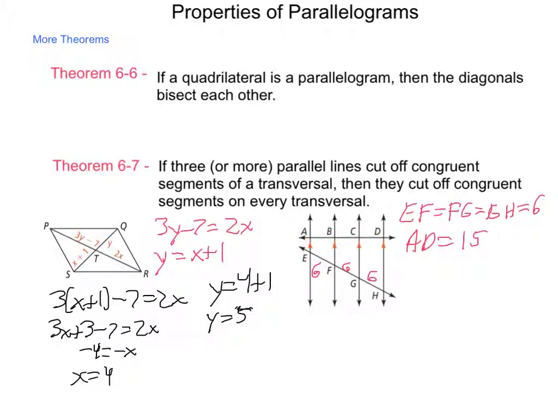So in order to find the length of any one of those sections, what we're going to do is take our 15 and divide it by the number of sections, which is 3. So any one of these, AB, BC, or CD, is going to come out to be 5 units in length.